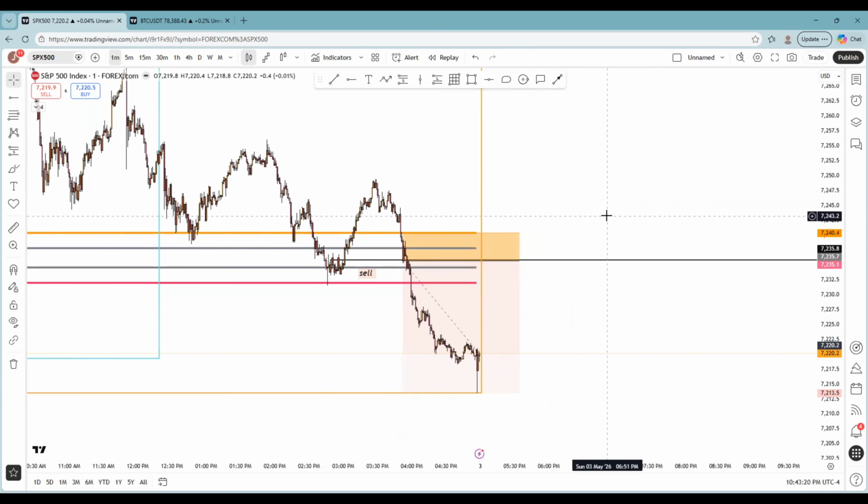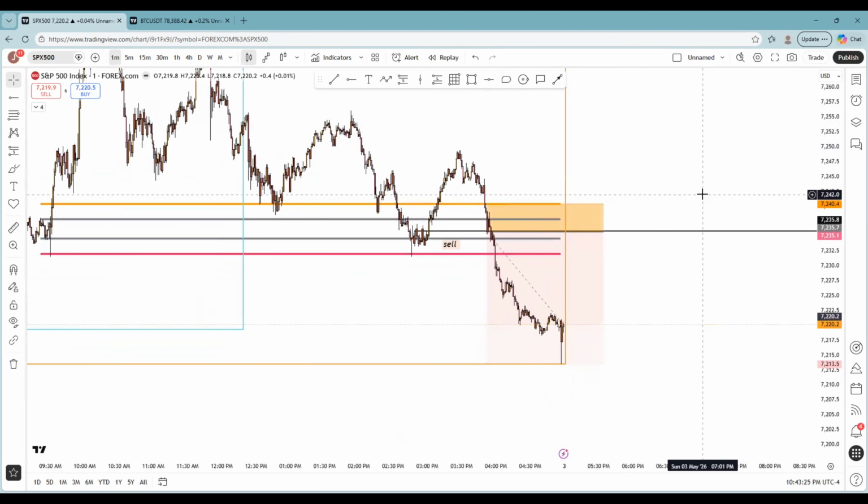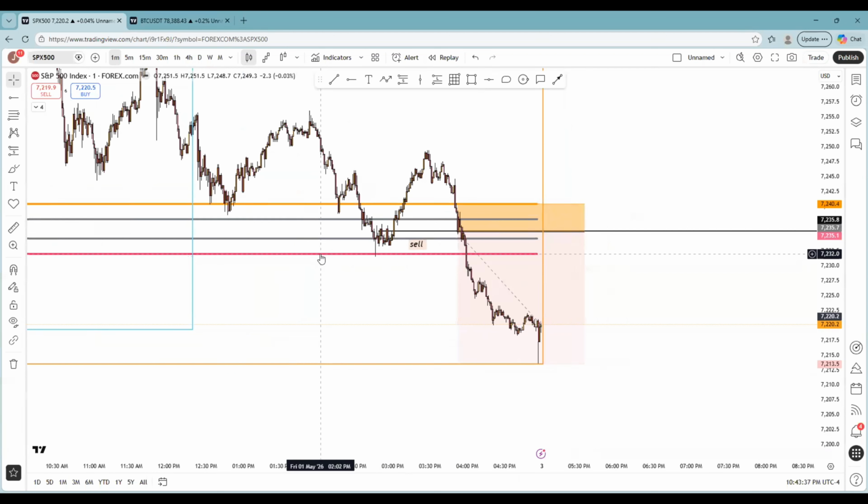Y'all know the market closed at 5, so I'm still in this trade right now. We in profit now. Don't get me wrong, I'm in profit. But right now, the market won't pick back up until Monday, and I'm okay with that. So that's kind of all it is to it.